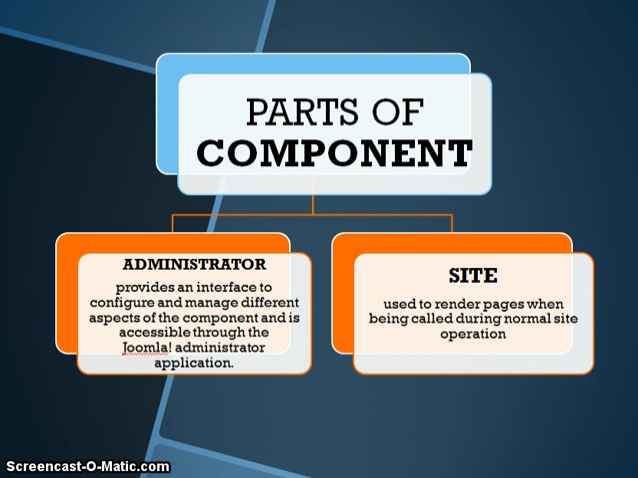Components can be divided into two parts. The first one is administrator and the second one is site. Administrator provides an interface to configure and manage different aspects of the components and is accessible through the Joomla administrator application. On the other hand, site is used to render pages when being called during normal site operation.